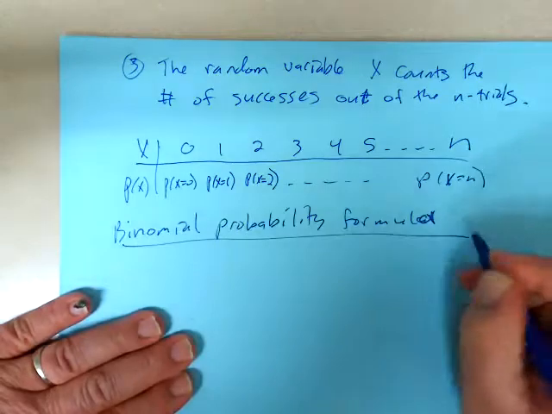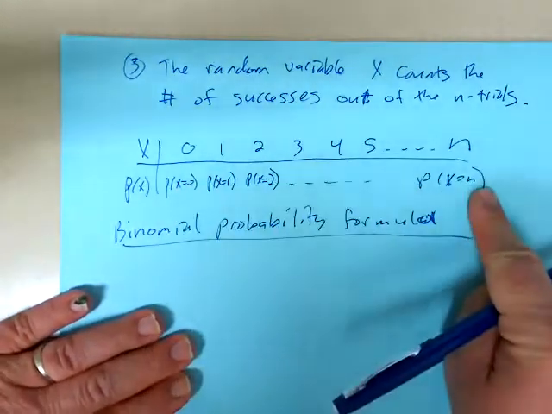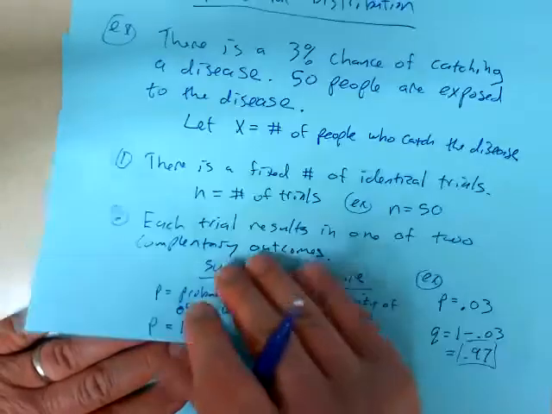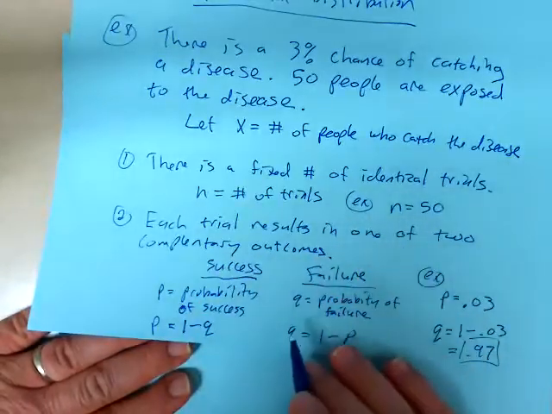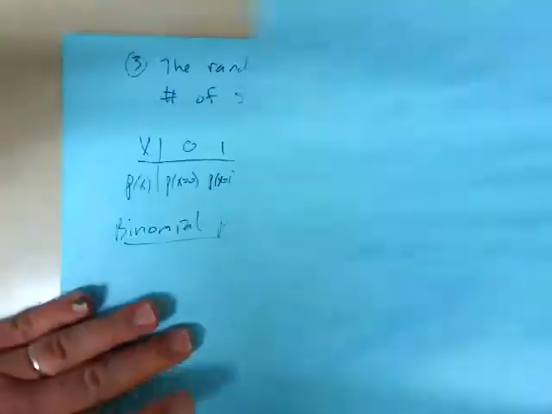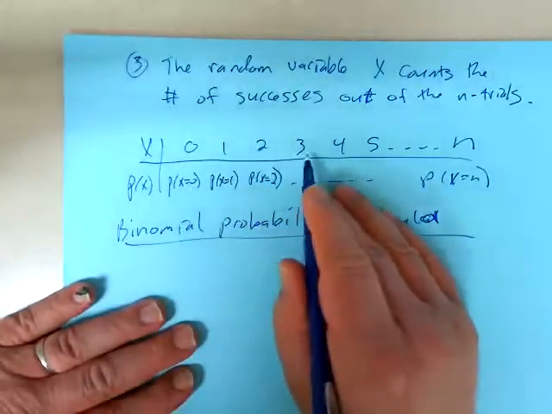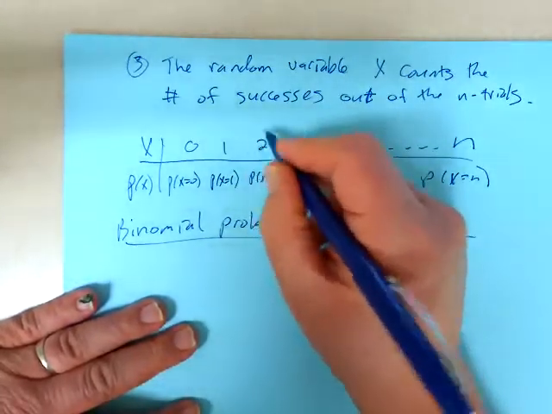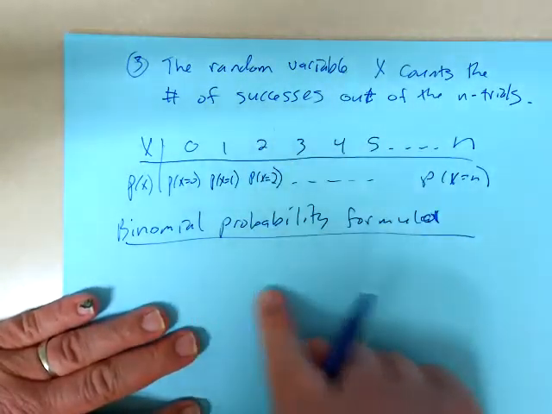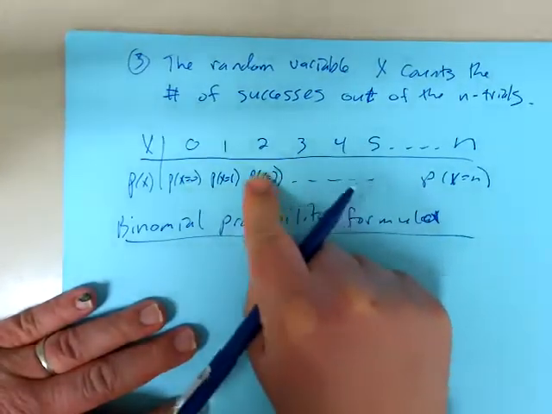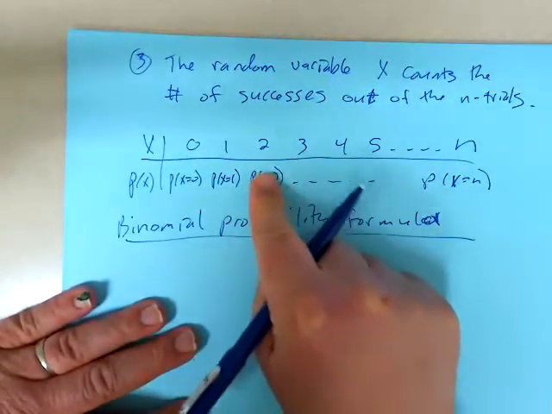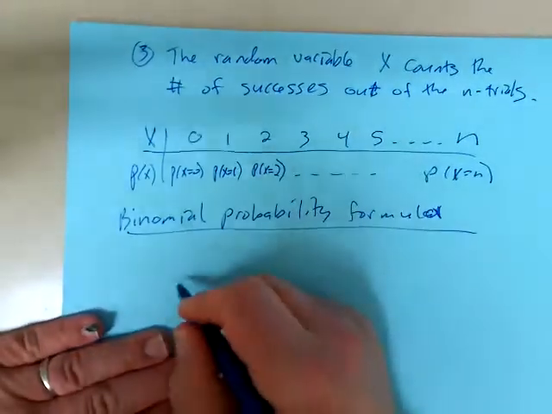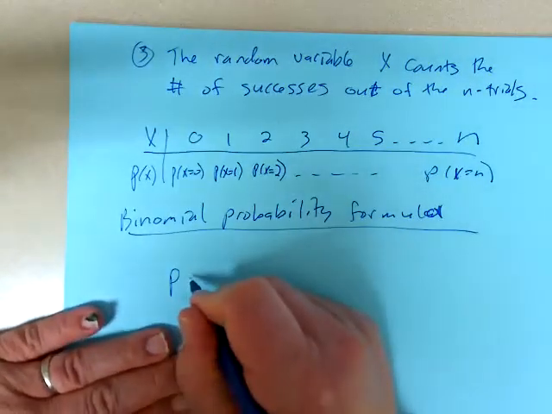Okay, and now the binomial probability formula is what you can use to calculate any of these probabilities. Okay, so we have n number of trials, we have the probability of a success, probability of a failure, and then we have an X up here. So like, let's say I wanted to find the probability of getting 2 successes. Well, the binomial probability formula would tell me what that probability is, and it would go right here for 2 successes.